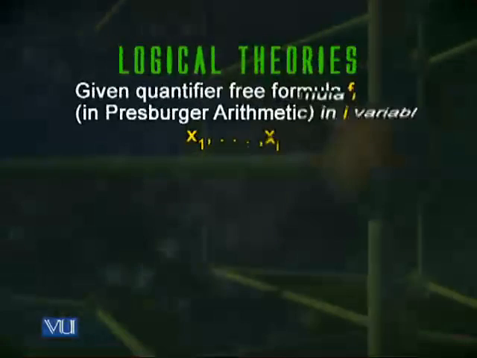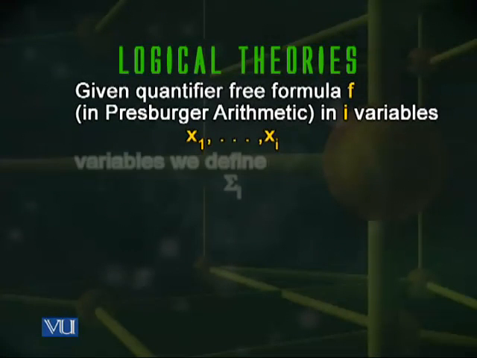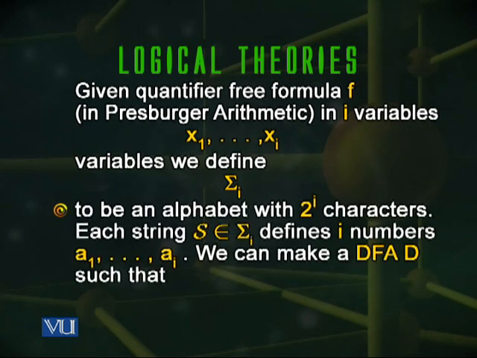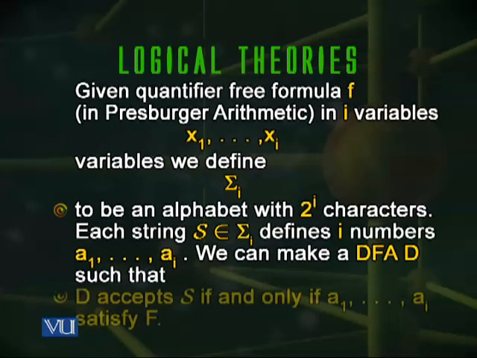Let's look at it. Given a quantifier-free formula f in I variables, we define sigma I to be an alphabet with 2 to the I characters, and now each string in sigma I defines I numbers. We can make a DFA D such that D accepts S if and only if A1 up to AI satisfy this formula. So we can capture all quantifier-free formulas of Presburger arithmetic using DFAs.